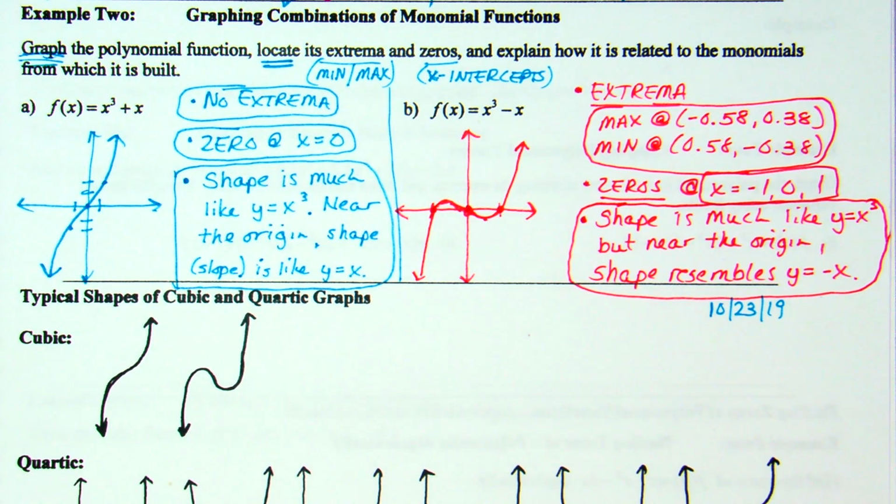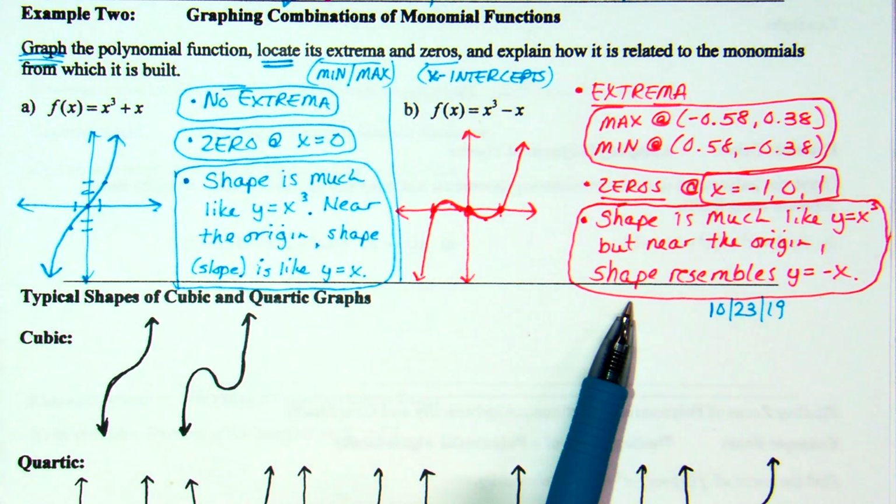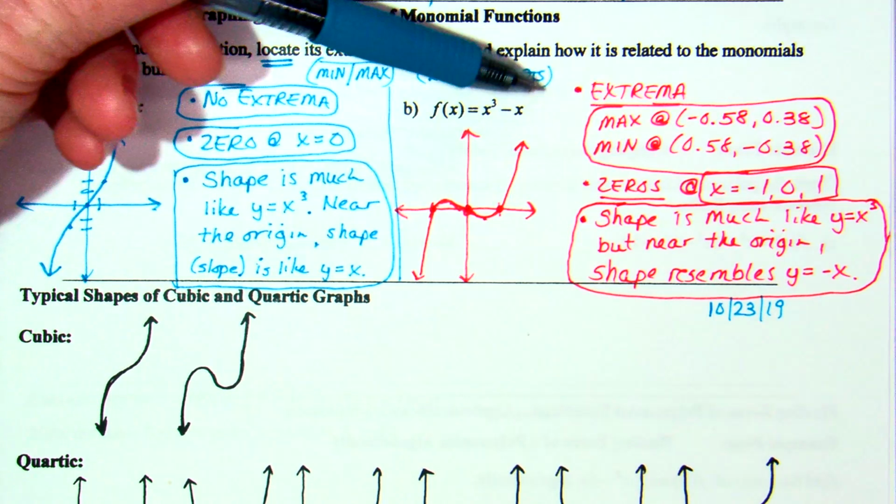But if you remember, the last one we looked at was this x to the third minus x. We did our extrema, our mins and maxes, we did our zeros, our x-intercepts, and then the part that we talked about, but I wrote down as you guys were walking out, so you did not necessarily get this, is the shape of this graph. Generally speaking, it looks like an x to the third graph if you look at the overall picture.